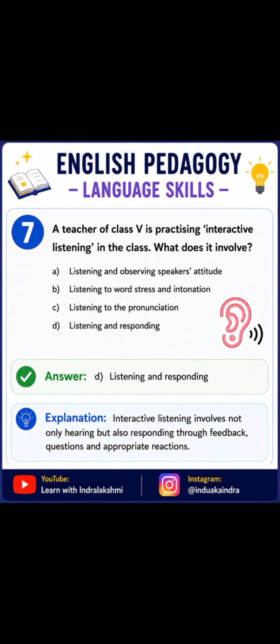Moving on, question 7 says, a teacher of class 5 is practicing interactive listening in the class. What does it involve? Option A, listening and observing speaker's attitude. Option B, listening to word stress and intonation. Option C, listening to the pronunciation. Option D, listening and responding. If you see, interactive listening does not involve only hearing, but also responding through feedback, questions, and appropriate reactions. So, option D, listening and responding would be the correct answer.